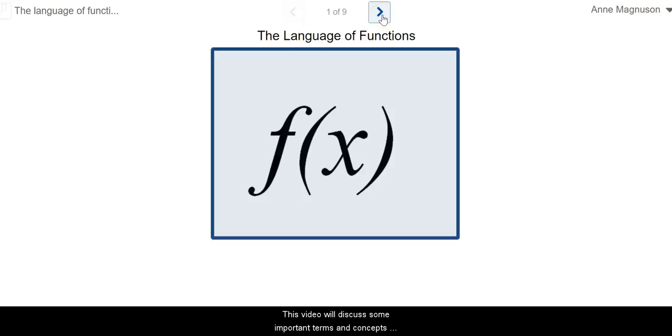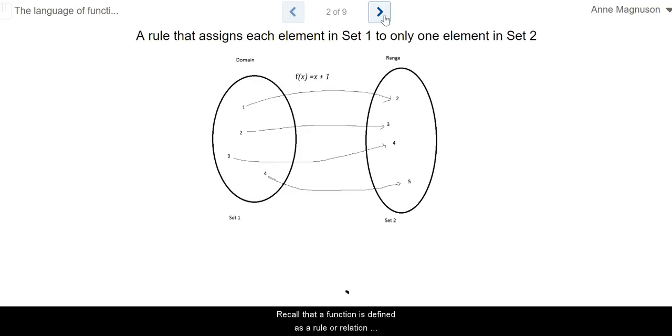This video will discuss some important terms and concepts needed to study functions from a graphical perspective. Recall that a function is defined as a rule or relation that assigns each element of one set, called the domain, to a unique value in another set, called the range.